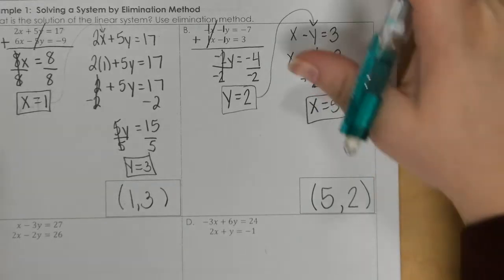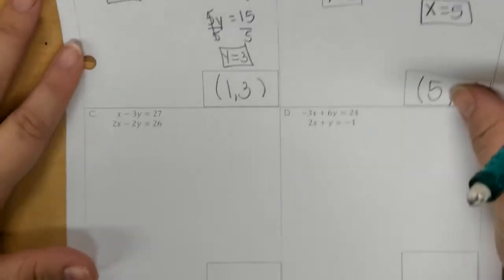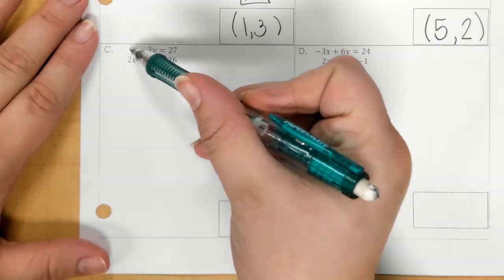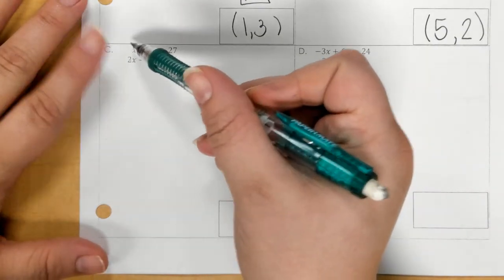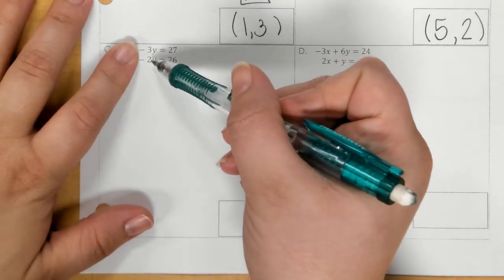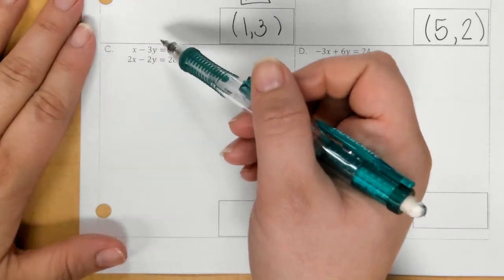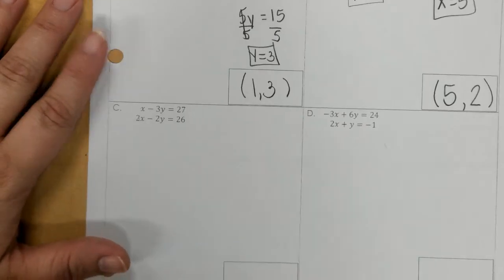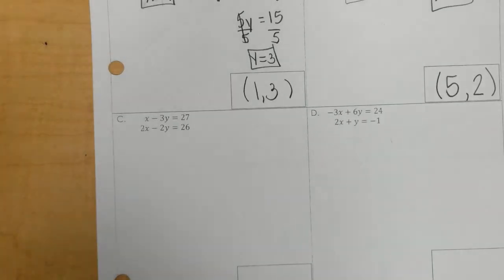For letter C, I'm looking to see, do I have opposites? So 1x and 2x. No, that makes 3x. Negative 3 and negative 2. No, that makes negative 5. So since I don't have opposites, I have to figure out something called a multiplier. So what number would I use to multiply one of these equations by so that I could have opposites?